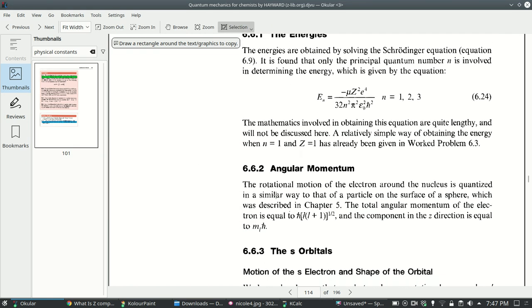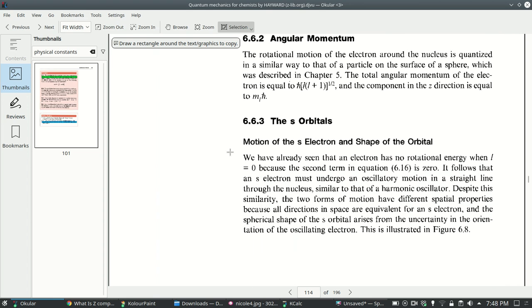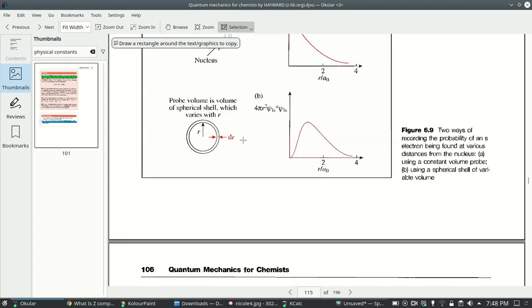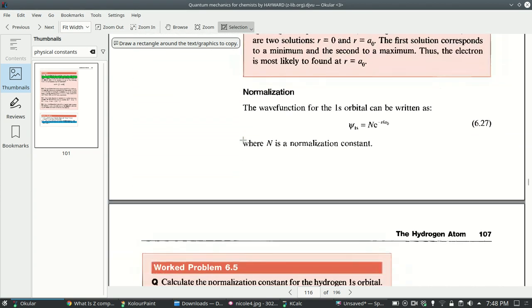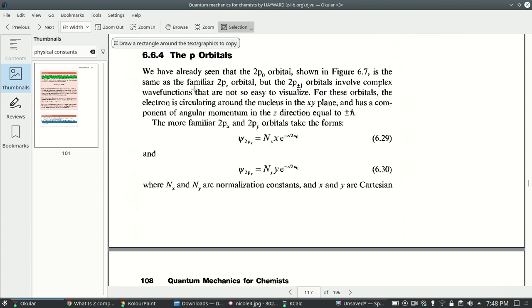Let's see. It says that something was described in chapter... well, we're talking about p orbitals. So here we have s orbitals, and let's see if we can get some p orbitals down here. Here we go. Here we have some p orbitals. All right. We have already seen that the 2p0 orbital is the same as the familiar 2pz orbital, but the 2p plus or minus 1 orbitals involve blah, blah, blah.